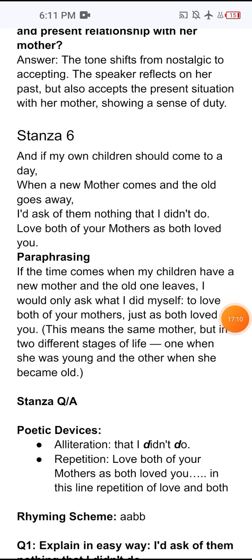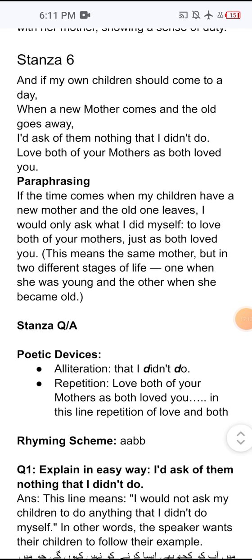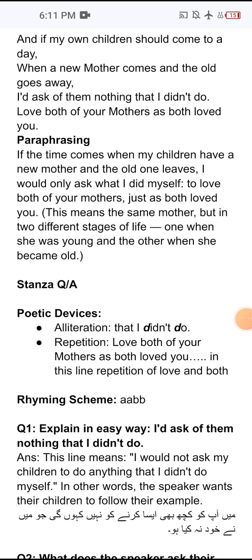Now, paraphrasing. If the time comes when my children have a new mother and the old one leaves, I would only ask what I did myself: to love both of your mothers just as both loved you. This means the same mother but in two different stages of life, one when she was young and the other when she became old. I have written this in parentheses because it is not part of the stanza.